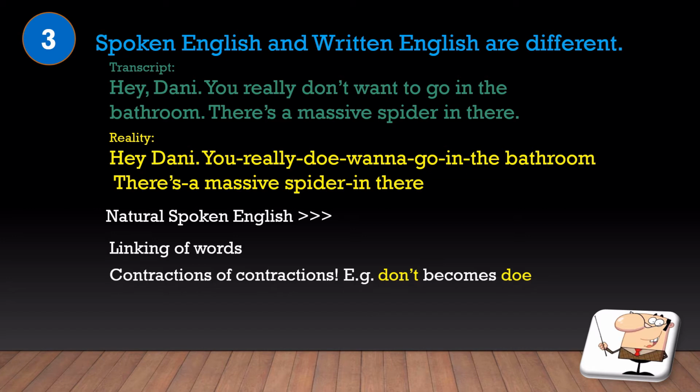The second thing you'll see is that there are even contractions of contractions. We say it so quickly. So for example, don't becomes do. You really don't want to go. Don't want to go. Okay.